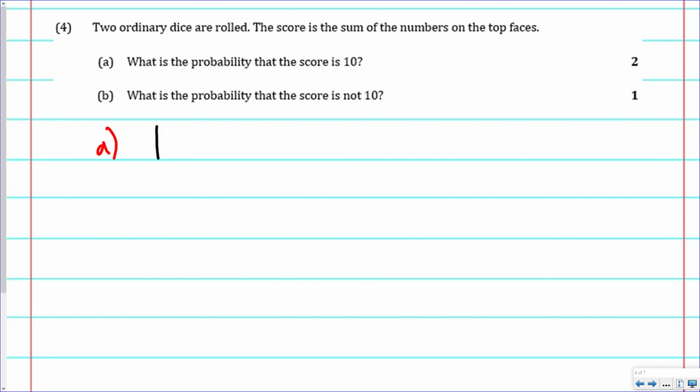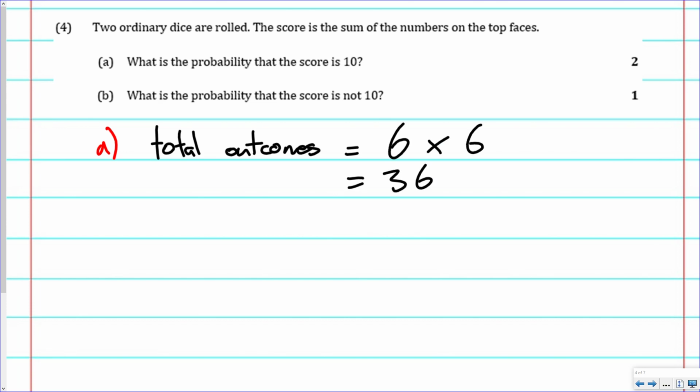So total outcomes, and the way to find the total amount of outcomes is to think about how many outcomes there can be in each stage. So here we've got 2 stages. The first stage is rolling the first die, the second is rolling the second die. Even if you roll them at the same time, each of them is a different stage. So when we roll the first die, there's 6. When we roll the second die, there's 6. So there's 36 different outcomes. And that's just 1 mark straight away for somehow getting 36.